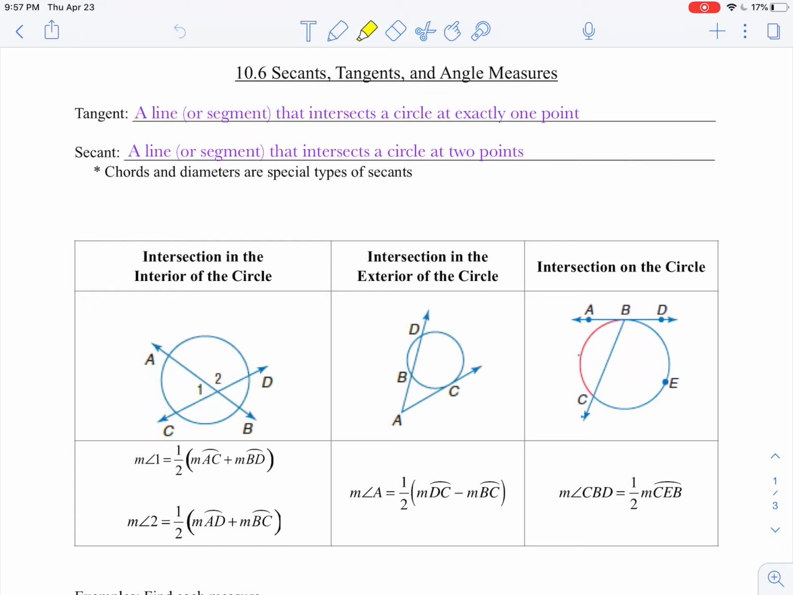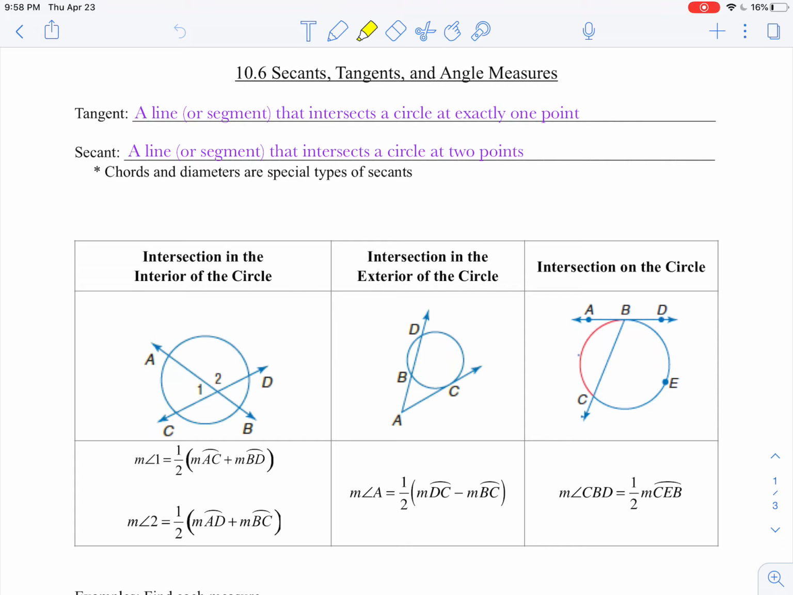Hello, in today's lesson we're going to look at what happens when secants and tangents intersect inside, outside, or on a circle to create different angles. Remember that a tangent is a line or a line segment that intersects a circle at exactly and only one point. A secant is a line or line segment that intersects a circle at 2 points.